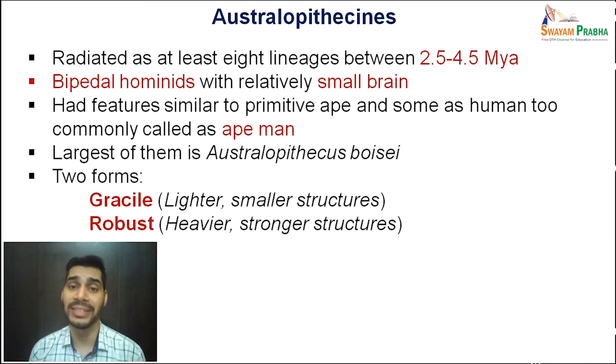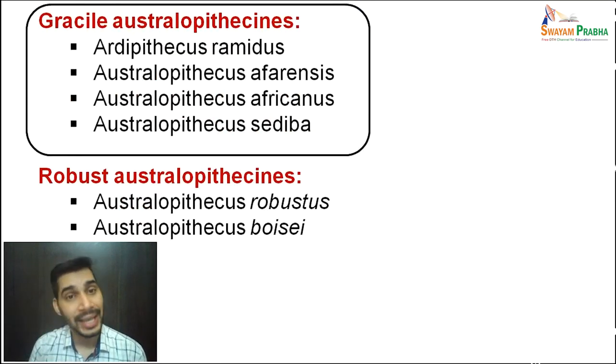Largest of them is Australopithecus boisei. Now there are two forms of Australopithecines. One is called gracile and another one is called robust. The gracile form is lighter with smaller structures, whereas robust means the heavier and the stronger structures. In the gracile Australopithecines, we had Ardipithecus ramidus, Australopithecus afarensis, Australopithecus africanus, and Australopithecus sediba, which we are going to discuss next. And after that, we'll move on to robust Australopithecines, which includes Australopithecus robustus and Australopithecus boisei.